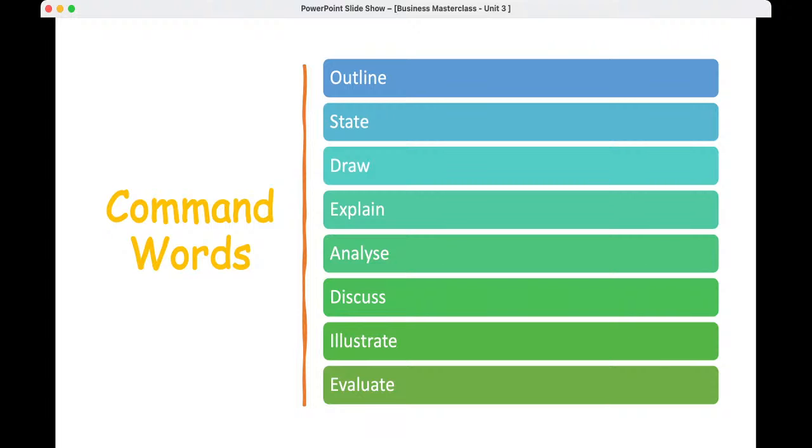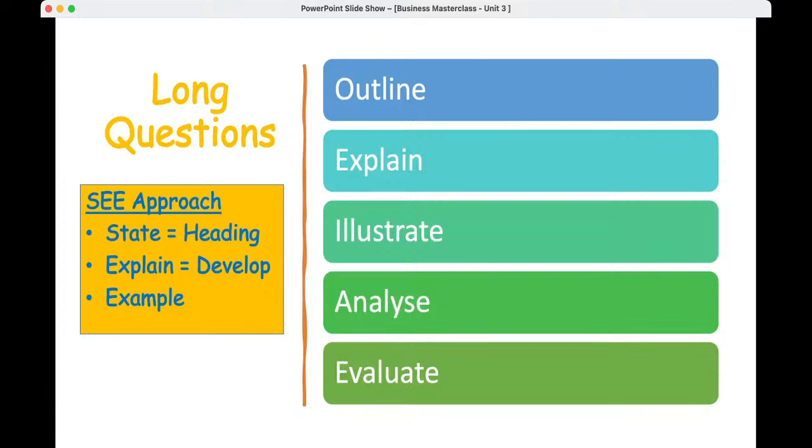Okay, right. With the long questions, so if it's outline, explain, illustrate, analyze, or evaluate, you can use this approach. This is my little tip. You can use the C approach: state, explain, and then provide an example. When you state something, you should write a heading, one or two words, and then you explain your point. You develop it as much as you can, like two to three sentences, and you should always provide examples, because examples show the examiner that you understand what you're talking about.